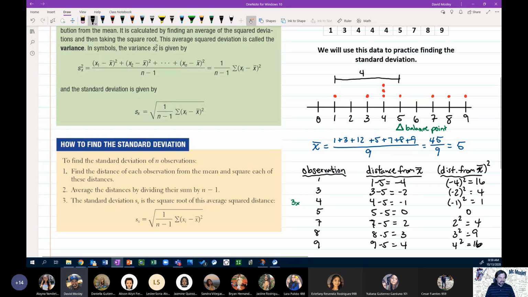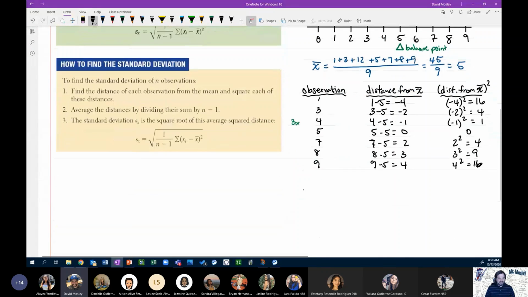The steps, we've done step 1. Find the distances of each observation from the mean and square each of these distances. All right, cool. Step 1 is done. Step 2: average the distances by dividing their sum by n minus 1. Okay? We have n minus 1. So now we've got to add these numbers.